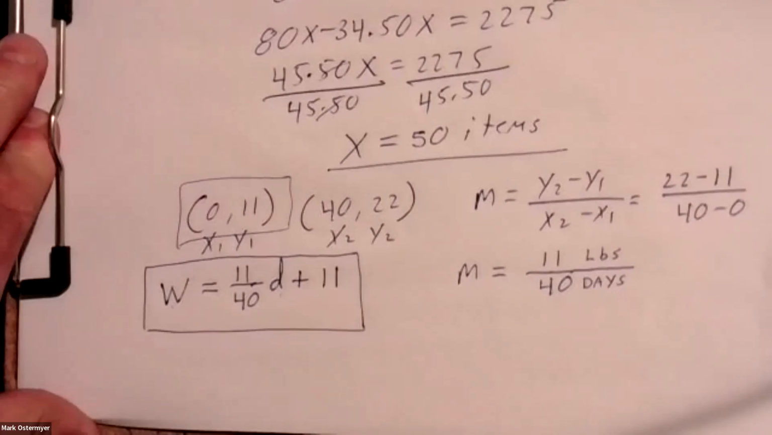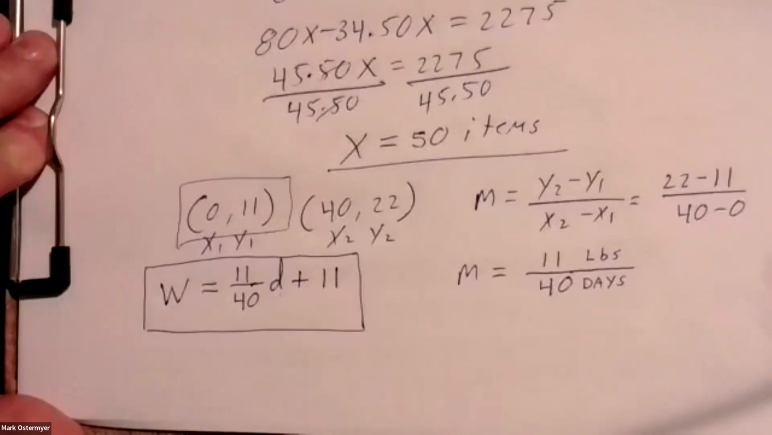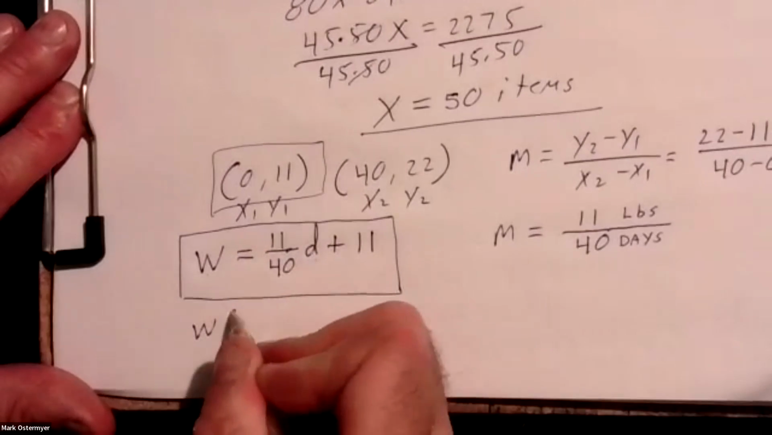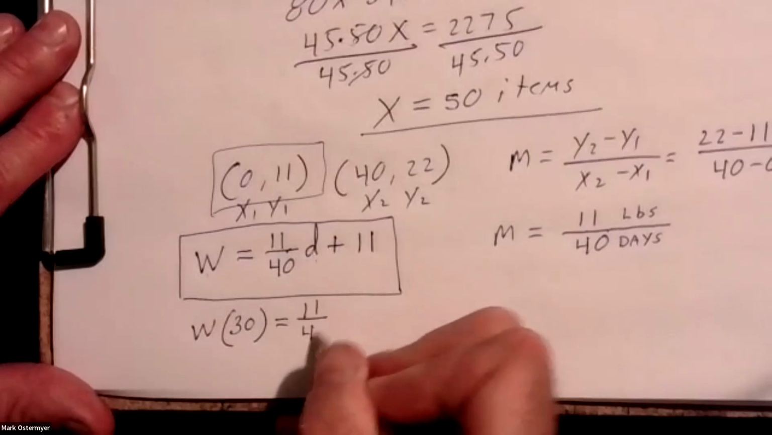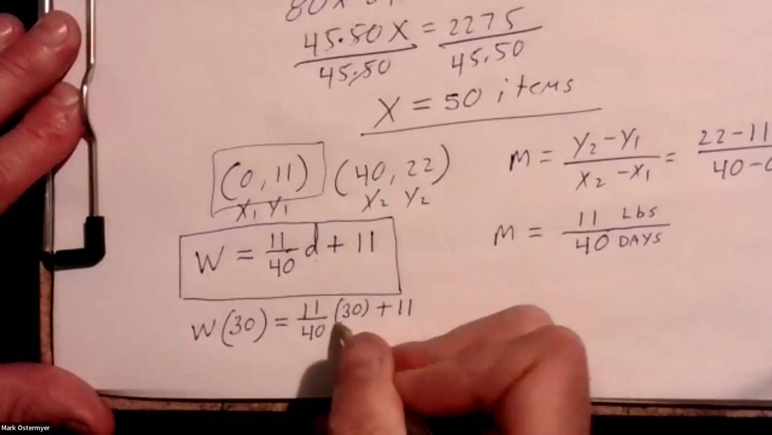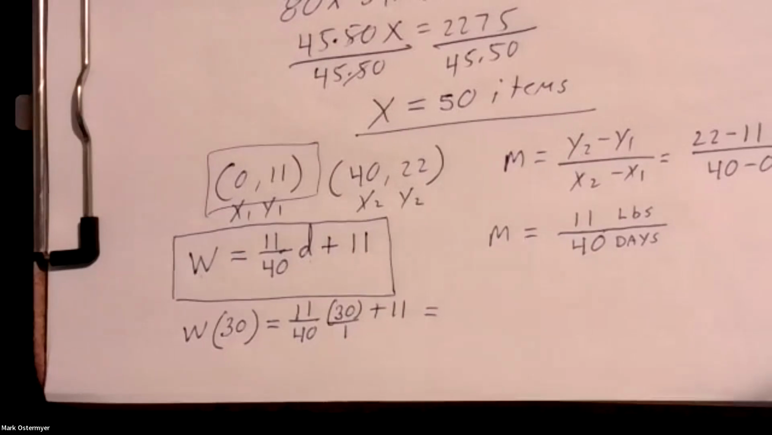All right, and then you could use this function to make predictions. For instance, 30 days after we adopted Dodger, what would be the puppy's weight? Well, you just have to put 30 into this function for days. So what's 11/40 times 30 plus 11? Well, you'd have to get on your calculator and dial that up. And what would that give you for Dodger's weight?